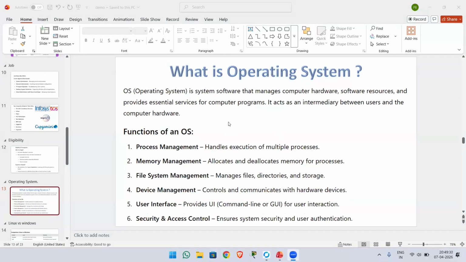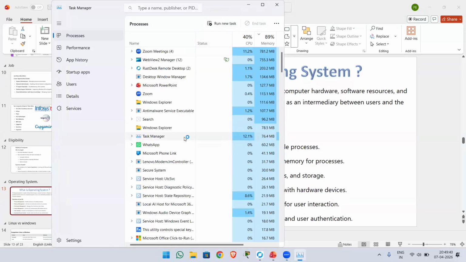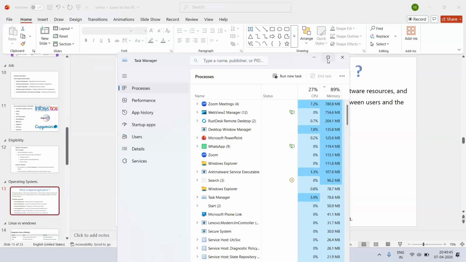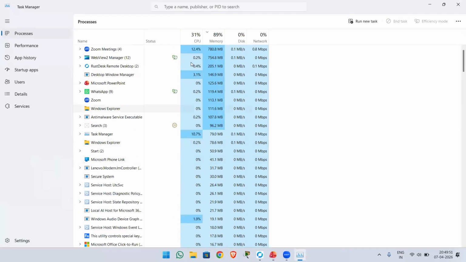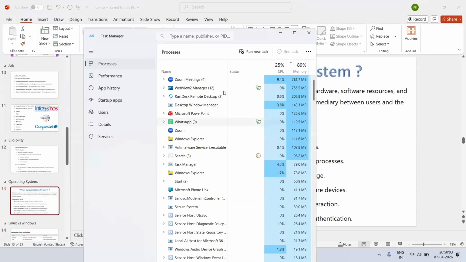If you want to check the processes, you can simply open the Task Manager, and here you will get the list of processes that your system is working on. You can view these processes in your system, right? These are the active processes that are working. Here you can also see how much RAM it is utilizing, CPU utilization, all this stuff. This is managed by your operating system, right? So you can open your Task Manager and list out all the processes.